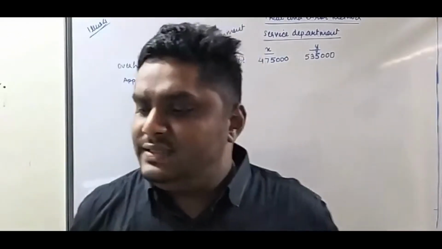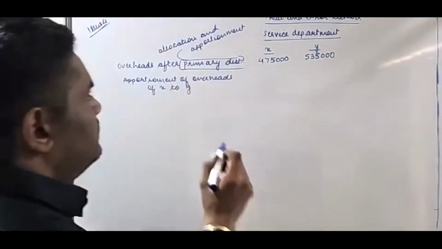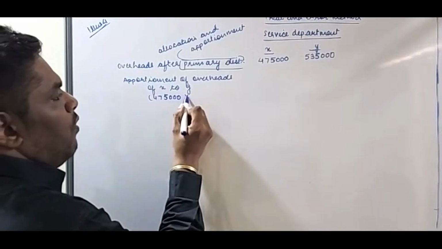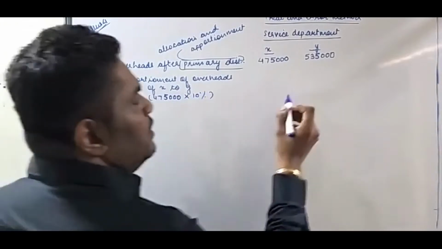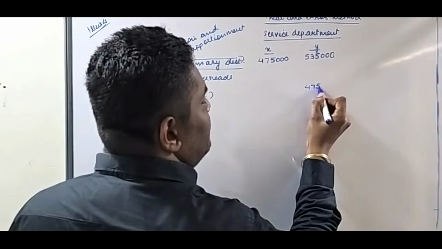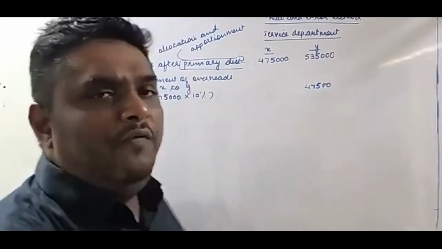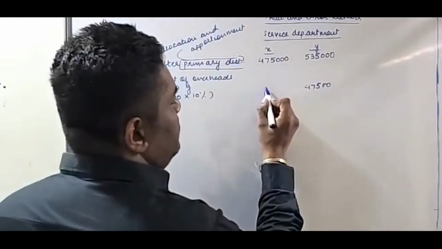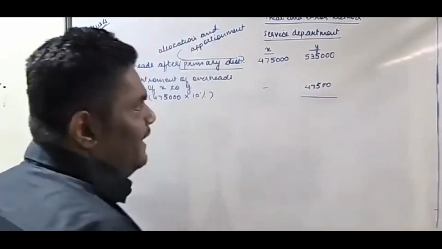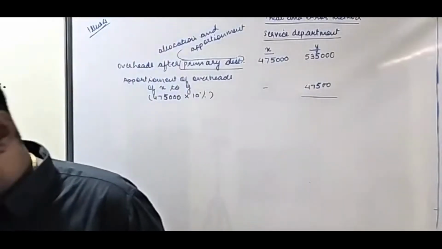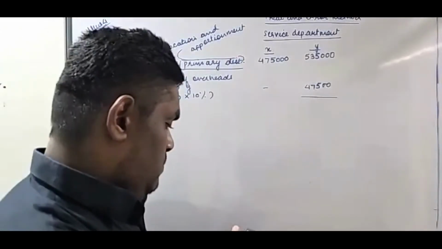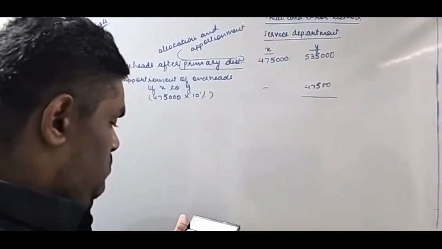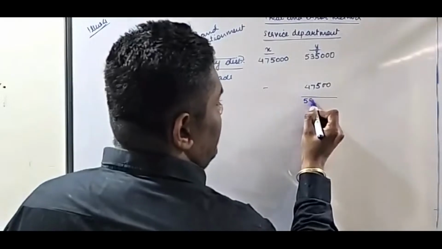So when talking about X, 10% goes to Y. So of this 4,75,000, 10% will go to Y. So we've got 47,500. Of X, 10% will go to Y. So we'll get the total figure, that is 47,500, that will be distributed to Y. So now we'll get the total overheads of Y. This will be 5,82,500.